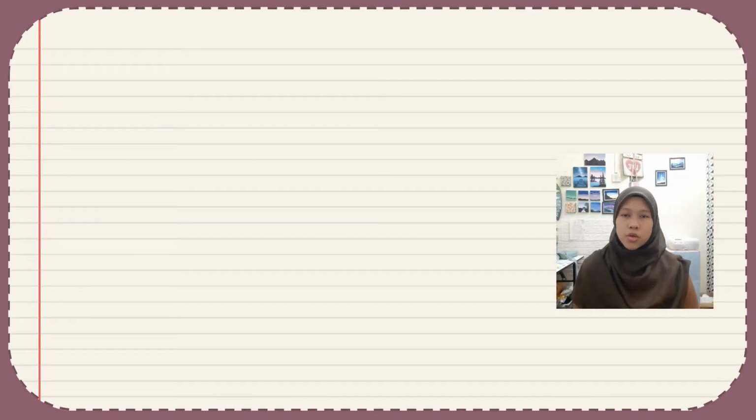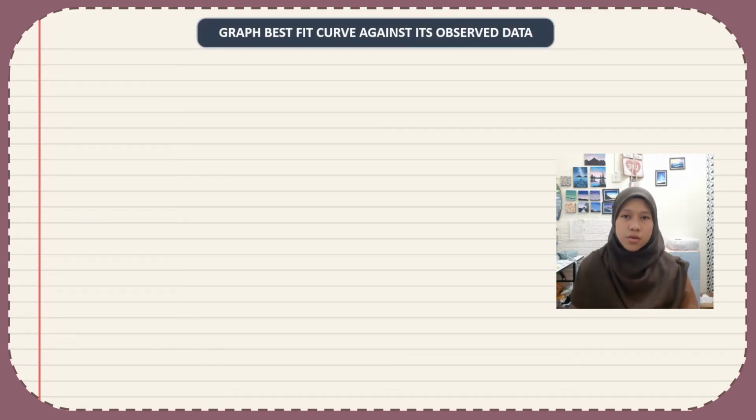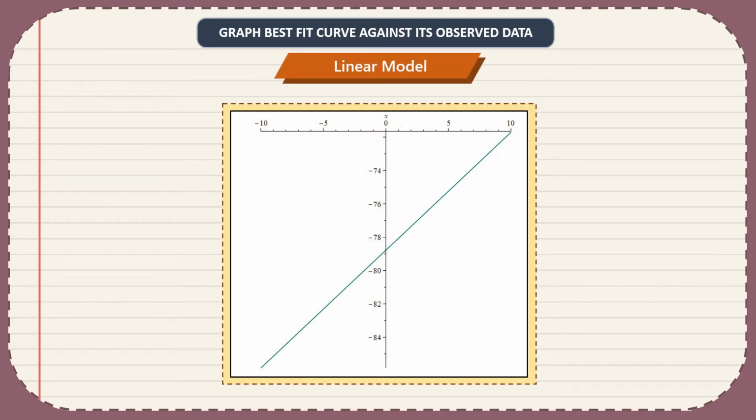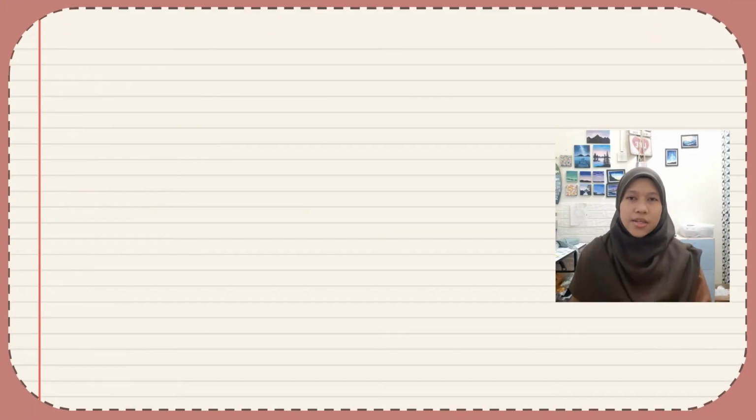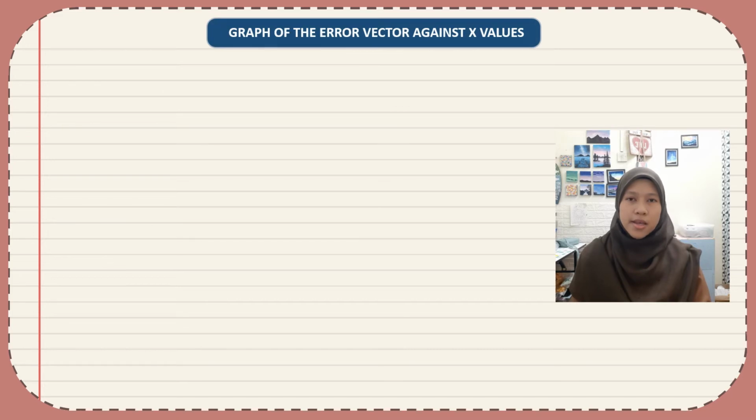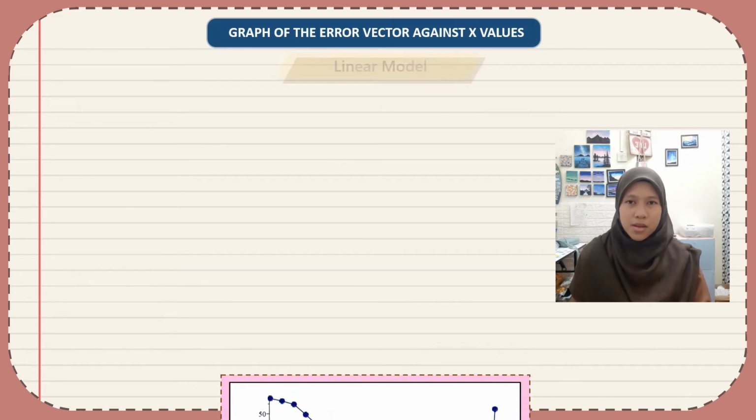Note that you have to write a command for data plot in Maple to get the graph diagram. Hence, this is the graph of the best fit curve against the observed data for the linear model. And lastly, this is the graph of the error vector against the X value for the linear model.